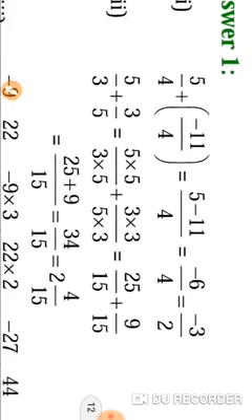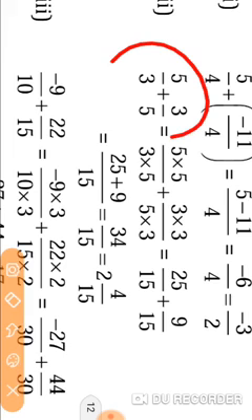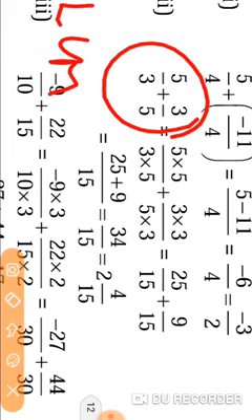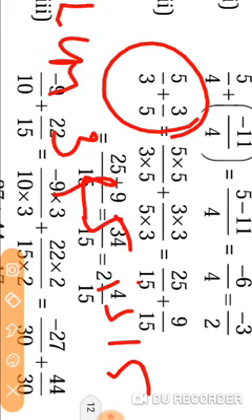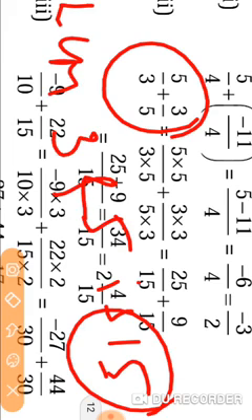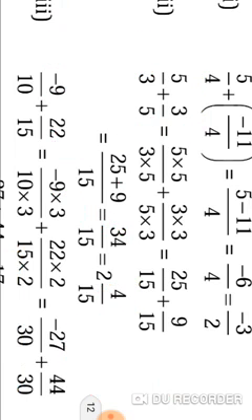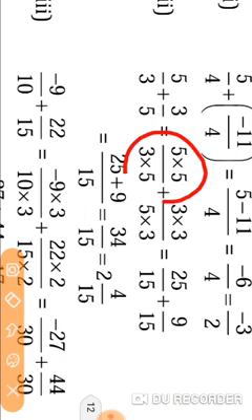Then go for the second one. The denominators are not the same, so take the LCM. The LCM of 3 and 5 is 15. So make the denominator 15, by multiplying by 5 and by multiplying by 3. So here we did by 5 and by 3 directly.